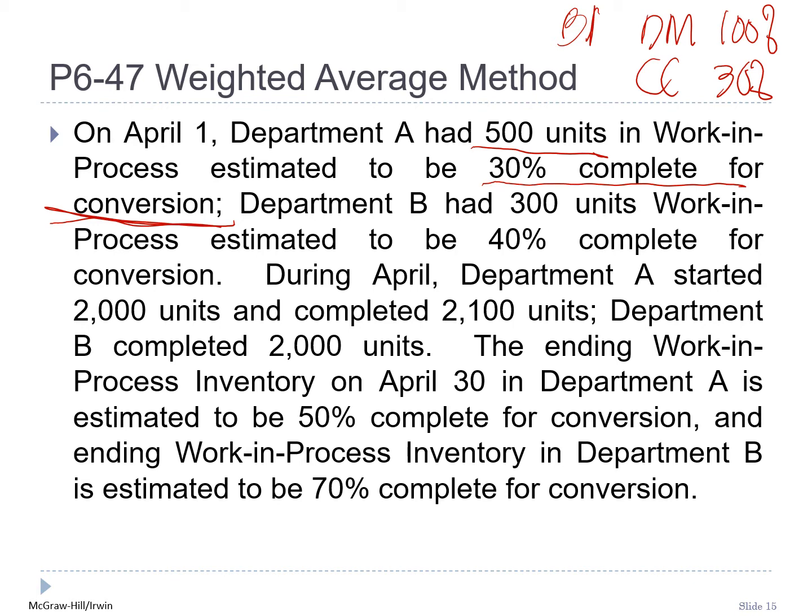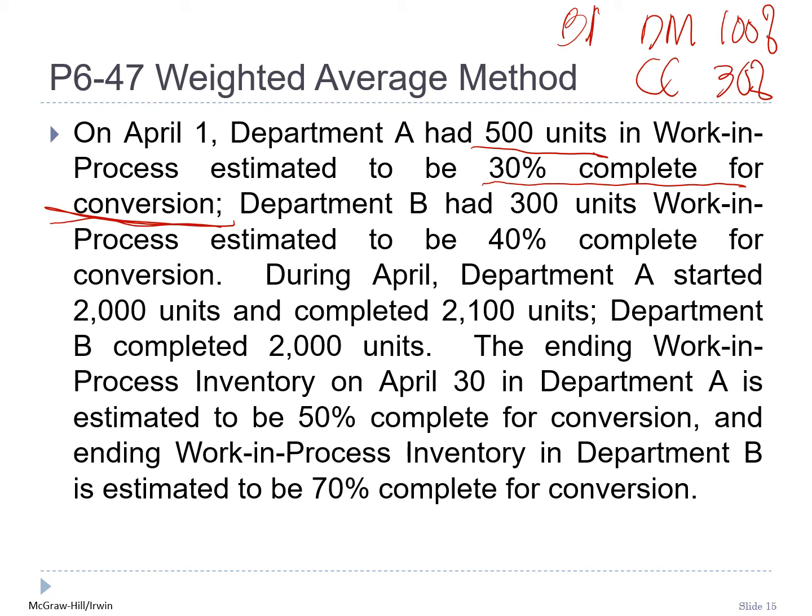Kaya for this month of April, we need to make the percentage completion for conversion cost for this beginning inventory 100%. Sabi ko, pag FIFO, ang assumption natin dyan, yung beginning inventory, kasama na lagi yan sa transferred out. Kaya pag weighted average, laging 100% ang ina-assume natin na percentage completion for the beginning inventory. Kasi nga, malilipat na siya sa Department B for April.